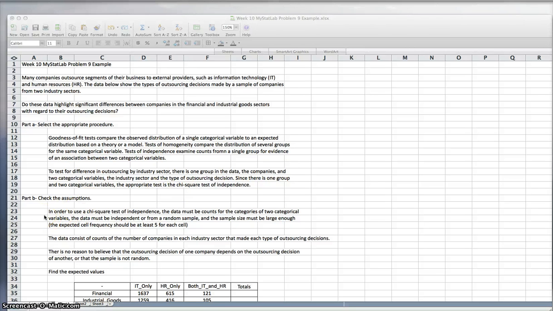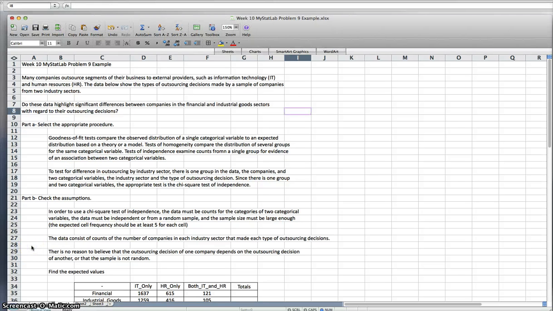Part B asks us to check the assumptions. So in order to use a chi-square test of independence, the data must be counts for the categories of two categorical variables. The data must be independent or from a random sample, and the sample must be large enough. In this case, our cells must each have more than 5 in them. The data consists of counts of the number of companies in each sector that made each type of outsourcing decision. So there's no reason to believe that the outsourcing decision of one company depends on the outsourcing decision of another, or that the sample is not random. So it looks like we're good to go.